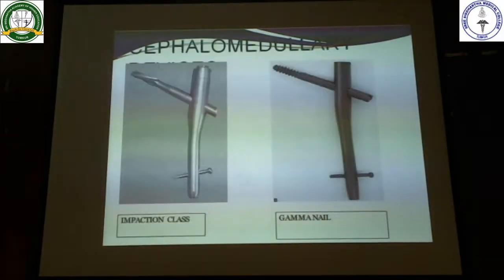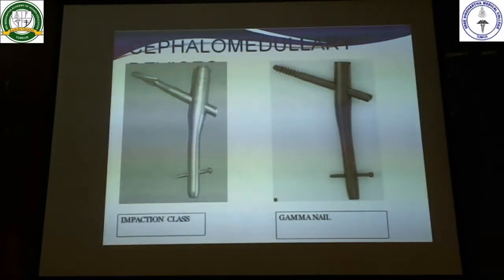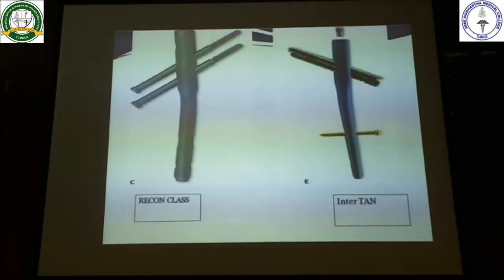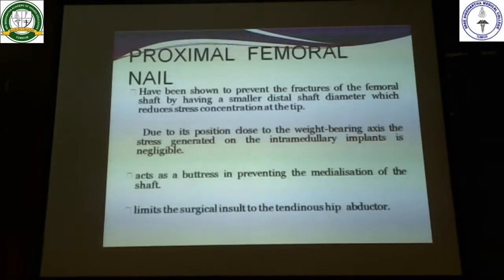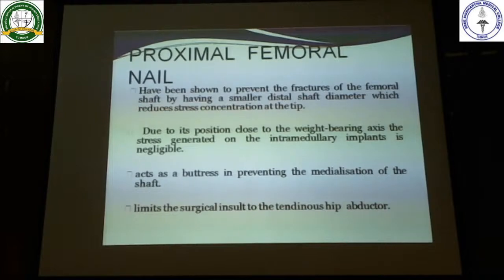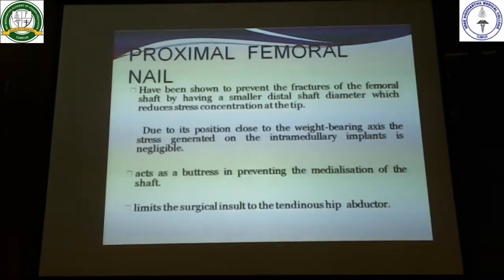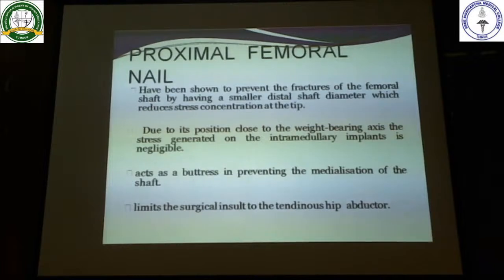Among cephalomedullary devices, these are the important ones: impaction nail, gamma nail, recon nail, intertan nail, and all those things. The most important common one is what is known as the proximal femoral nail. So you can just remember the name like that. The proximal femoral nail is the one most commonly used as far as cephalomedullary devices are concerned.